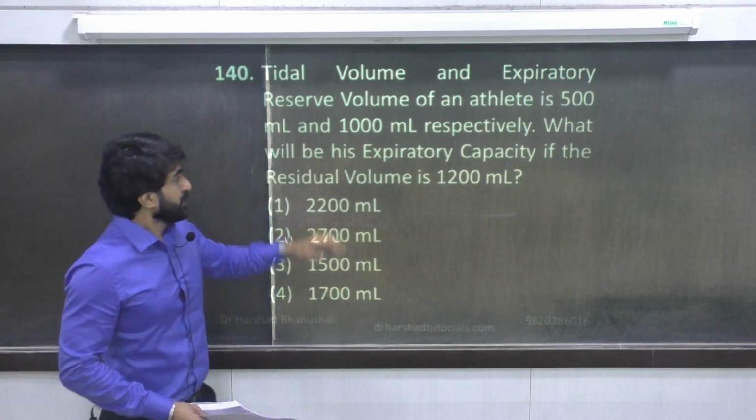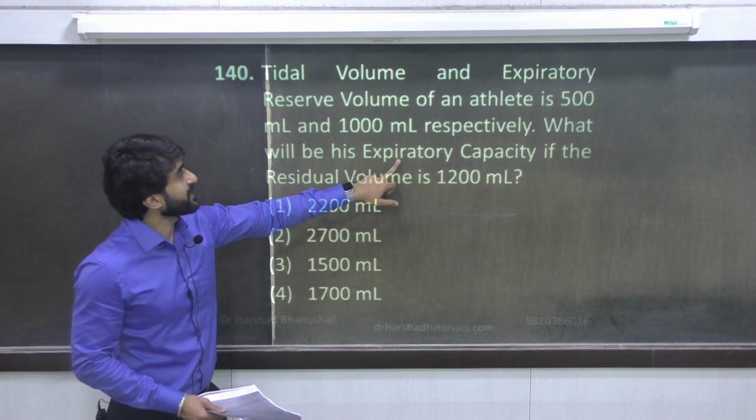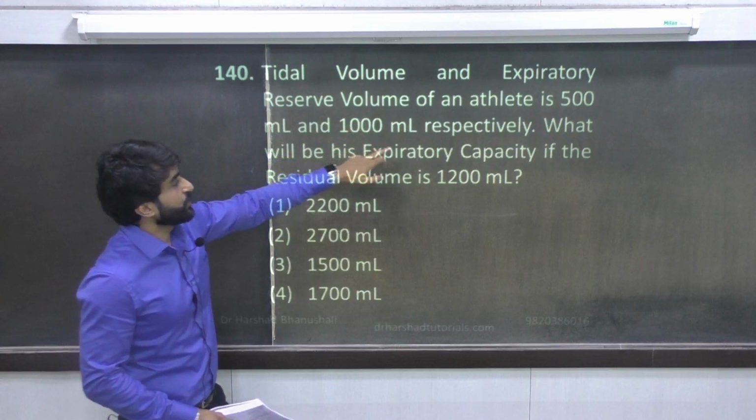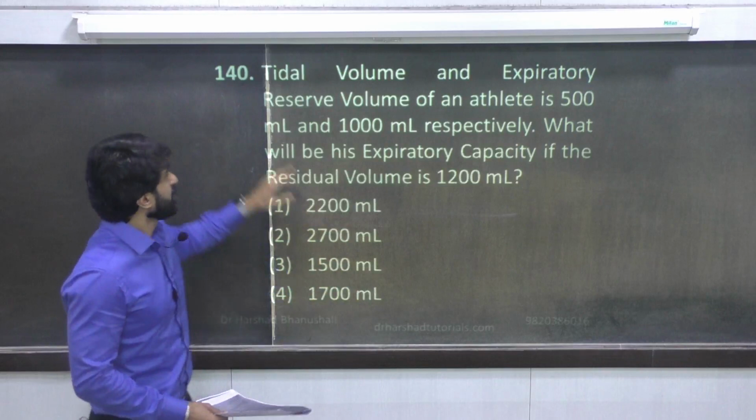So they have asked you to calculate expiratory capacity. The formula for expiratory capacity is tidal volume plus expiratory reserve volume, which means it is 500 plus 1000, so it's a total of 1500 mL. So the answer for question number 140 would be option number 3.